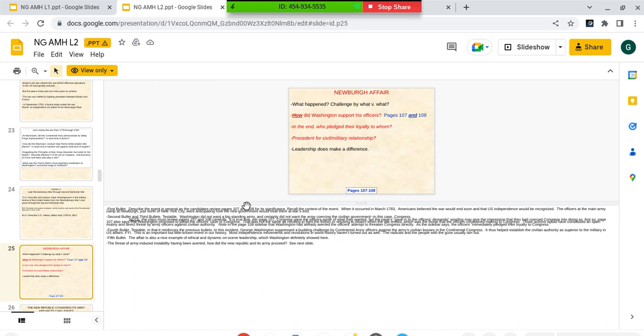Also, for the fourth bullet, what's testable? It reinforces the previous bullets. In this incident, George Washington suppressed the budding challenge by Continental Army officers against the Army's civilian bosses in the Continental Congress. It thus helped establish the civilian authority as superior to the military in United States affairs. This is an important but little-known event in our history. Most independence movements and revolutions in world history haven't turned out as well. The affair is also a nice example of ethical and dynamic on-scene leadership, which Washington definitely showed here.